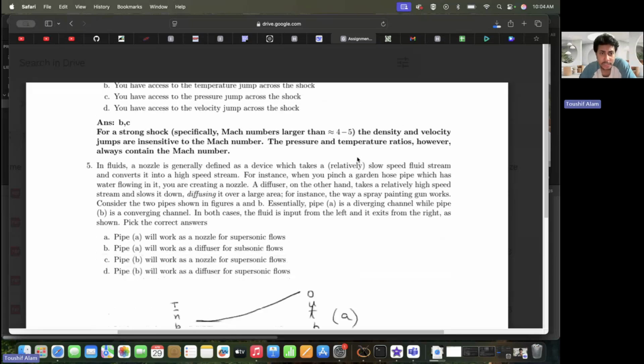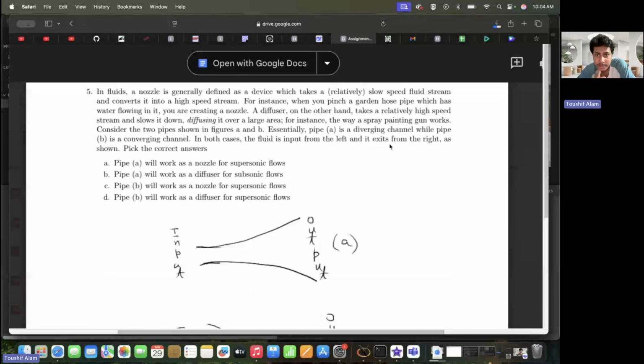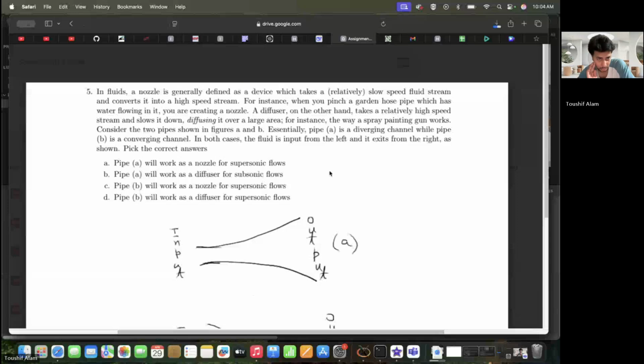In fluids, a nozzle is generally defined as a device which takes a relatively slow speed fluid stream and converts it into a high speed stream. For instance, if you pinch a garden hose pipe which has water flowing in it, you are creating a nozzle. The diffuser, on the other hand, takes a relatively high speed stream and slows it down, diffusing it into a large area, for instance the way a spray painting gun works.